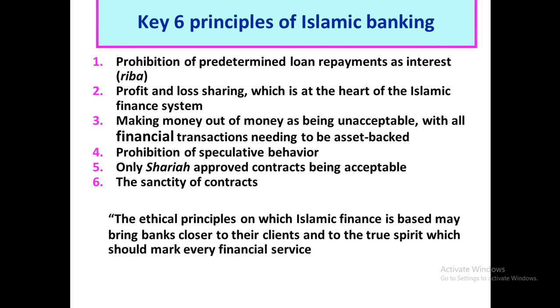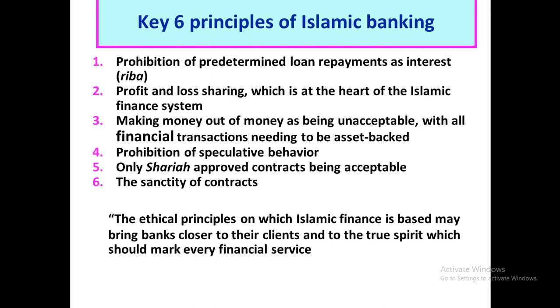The fifth principle of Islamic banking is that Sharia approved contracts are acceptable. It means all the operations and procedures which are approved by the Sharia are acceptable, otherwise they are not. The sixth principle of Islamic banking is sanctity of contract. Sanctity of contract means that when both parties enter into a contract, they will honor their obligations under that contract. They will not have any fraud in their contracts. They will not include any haram activities in their contracts. They honor their obligations under the contract. This is called sanctity of contracts.